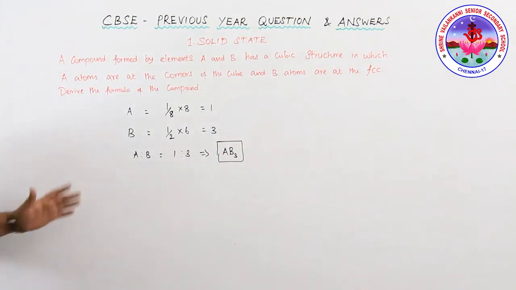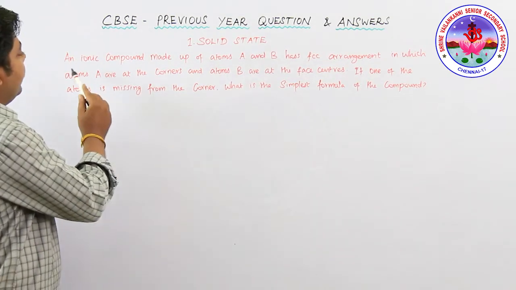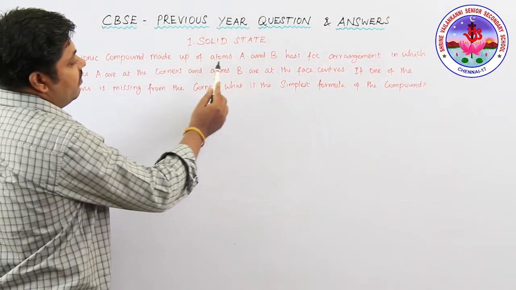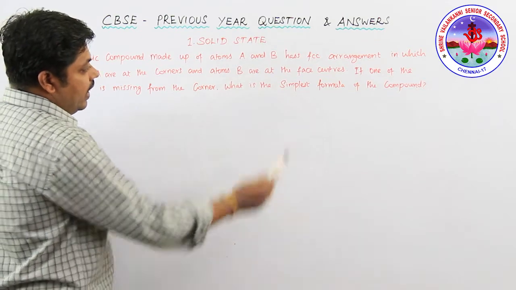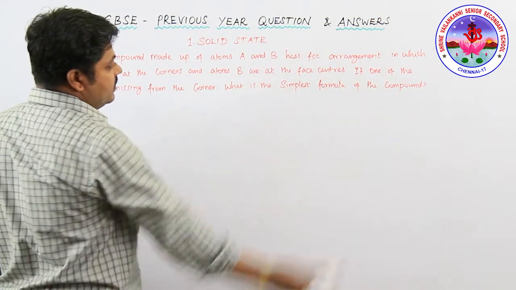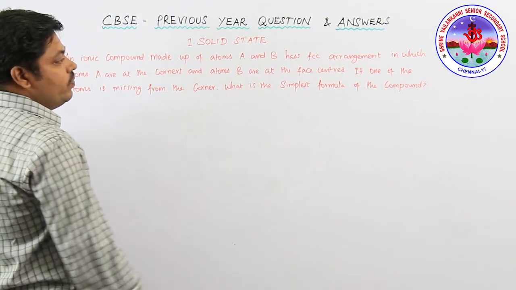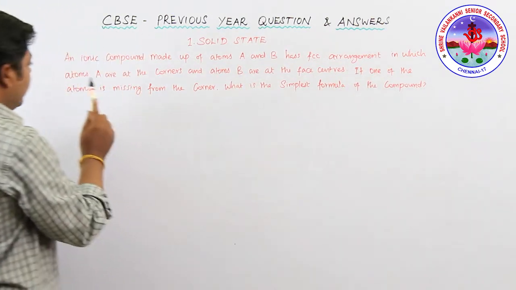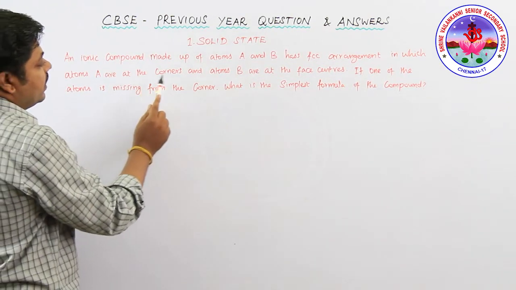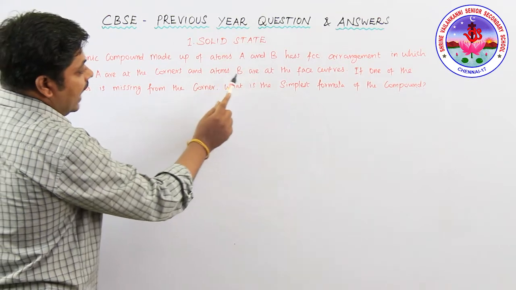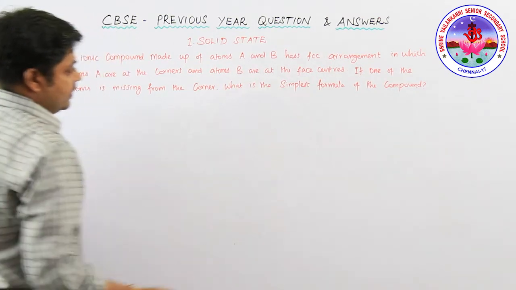Now we will see the next two different types of problems. See, the next numerical: an ionic compound made up of atoms A and B has an FCC arrangement, that is face-centered cubic arrangement, in which atoms A are at the corners and atoms B are at the face centers.